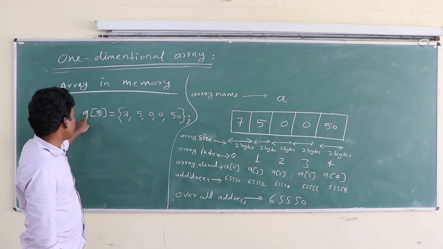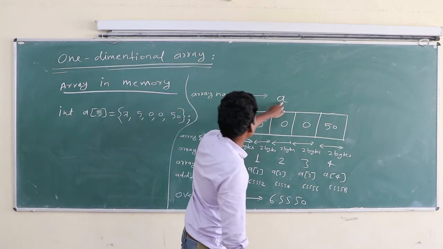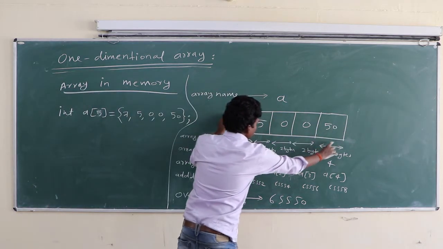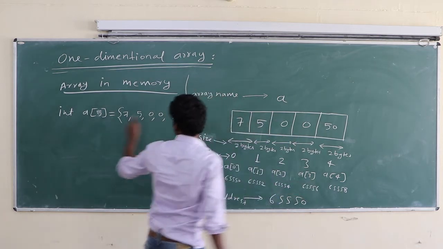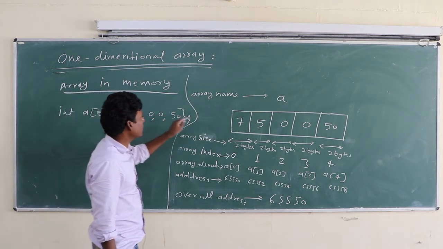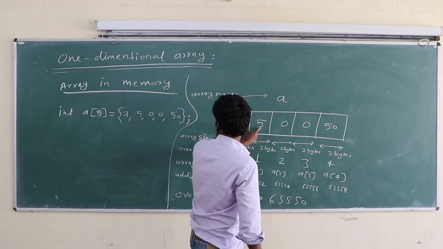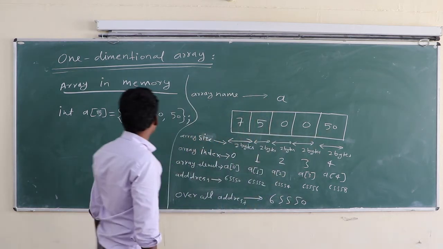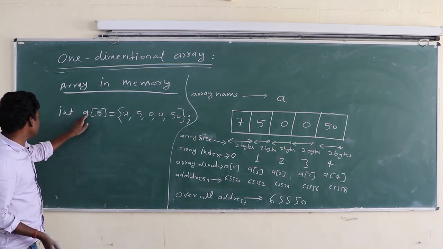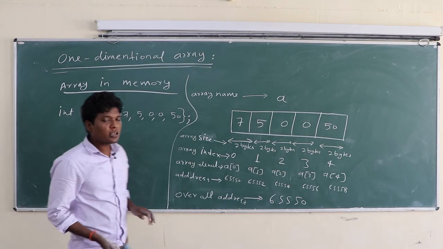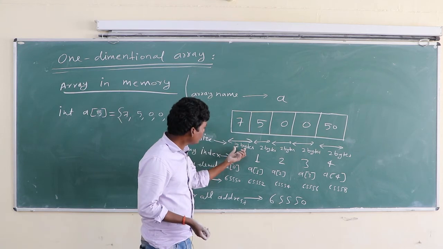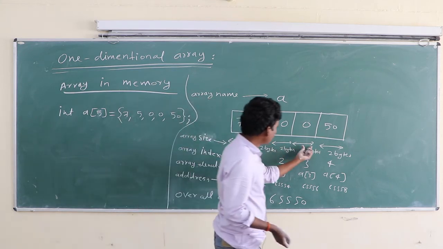Class, here is array a. So we write a. Here is array size 5, so it reserves the space which has 5 blocks. And here are the elements 7, 5, 0, 0, 50. And class, this array has data type int, and for a 16-bit compiler, int has size 2 bytes. So each block has 2 bytes, 2 bytes, 2 bytes, 2 bytes, 2 bytes.